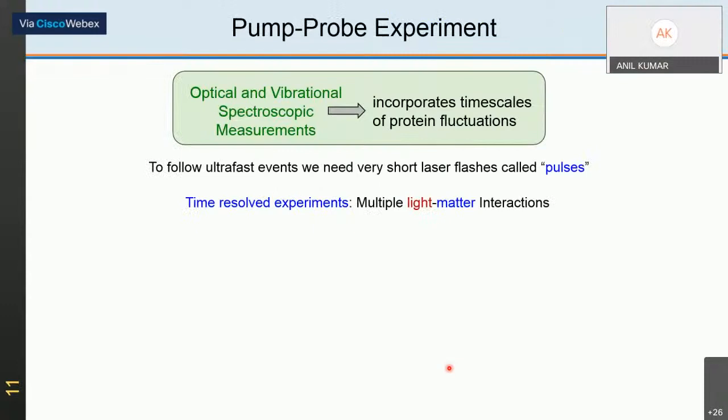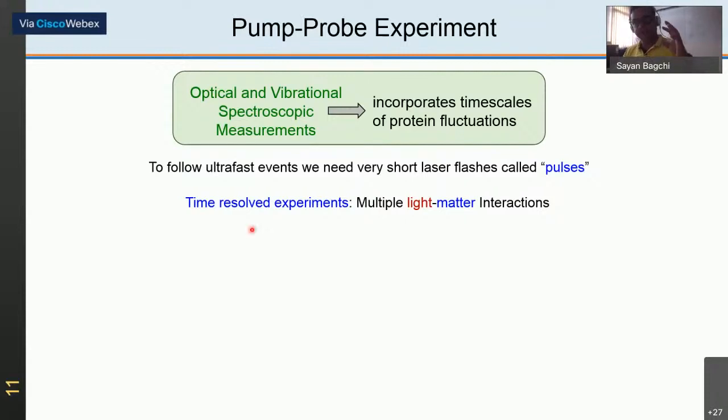Before we go into two-dimensional infrared spectroscopy, I'll give a very brief experimental overview of any time-resolved experiment. The easiest time-resolved experiment to understand is a pump-probe experiment. The optical and vibrational measurements are important because even these bond fluctuations, which happen in any molecule or protein, incorporate the time scales of these bond vibrations. To follow these ultrafast events, I need a very short light to interrogate. So what we create are very short laser flashes, which are called pulses.